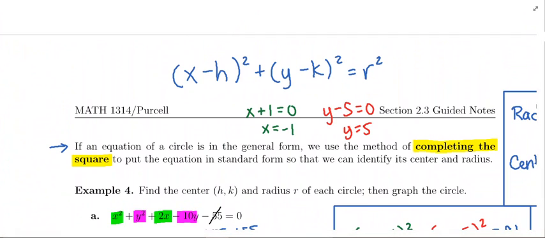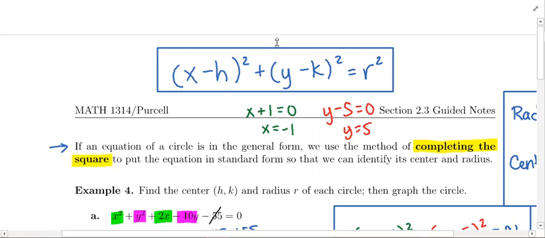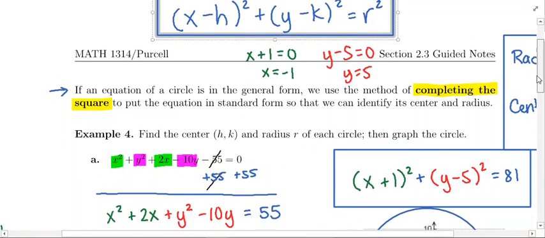So we need to take the equation that we've been given and convert it to something that looks like this, okay? We learned in example 4a that the method of converting from general form to standard form is called completing the square. So let's go ahead and get started.